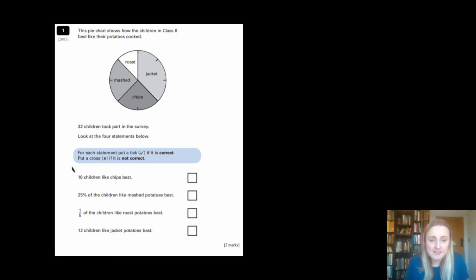10 children like chips the best. Well, no, because it's two of those little subsections in chips, and we know each subsection is 4. So once we've worked that out based on the fact that we have those subsections, there are 8ths here. We can see the 8ths have been drawn. 32 split into 8ths is 4 per subsection. The whole question is really just a case of reasoning, and it's a really nice example of a reasoning question.